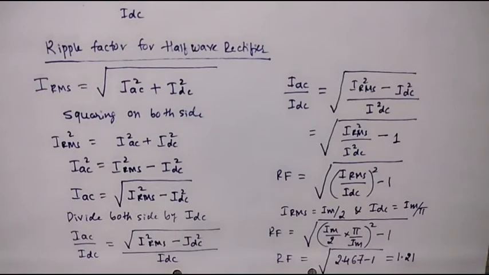It means that in a half wave rectifier, the RMS value of ripple content is 1.21 times the DC value. That is, the ripple content is more in case of half wave rectifier.